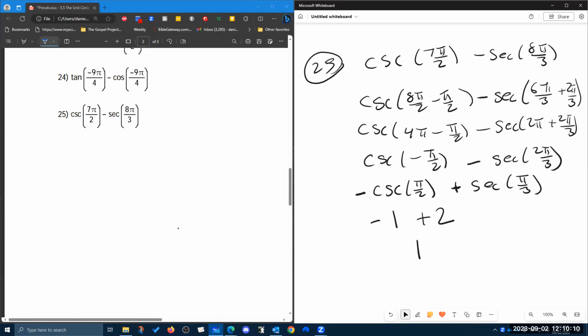So you can go ahead and check those if you want, but that's one of the ways in which we can simplify these using the period of sine, cosine, tangent, cosecant, secant, and cotangent. Remember that tangent and cotangent are different, that they have a period of pi, and all the other ones have a period of 2 pi.